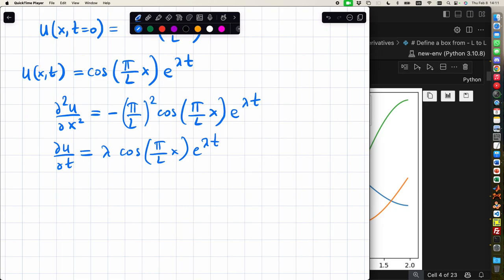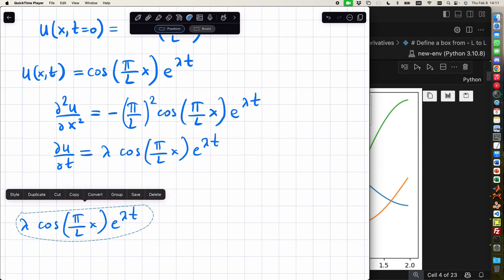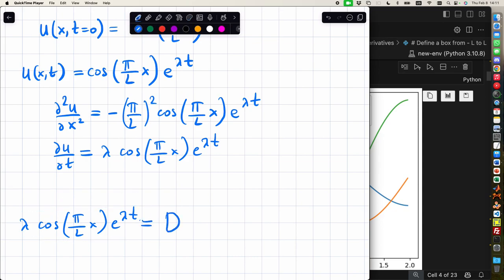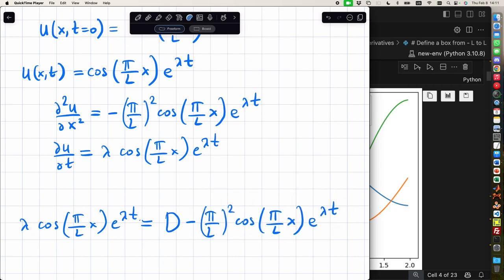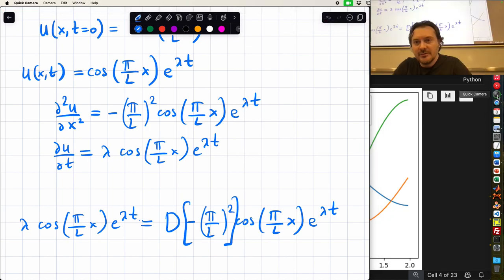Since these two are equal to each other, lambda times this whole thing over here, let me duplicate this one, is equal to d times this whole thing. Do you agree? Have you seen this before? Yes, right? Who has seen this before? No one else? Is this completely new to you? Are you following? Yes? Good. Are you, though? Yes, you are following. Where is my picture? There I am.